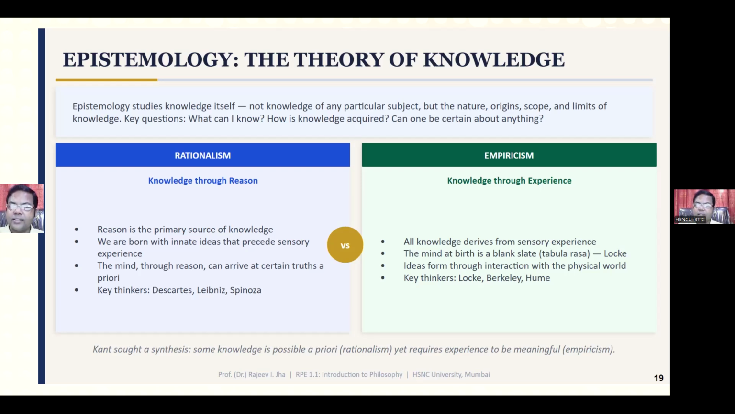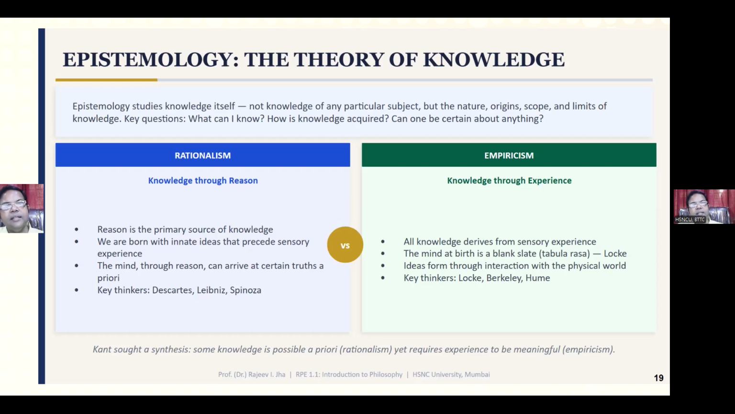Empiricism, by contrast, associated with Locke, Berkeley, and Hume, holds that all knowledge derives from sensory experience. Locke's tabula rasa: the mind at birth is a blank slate written upon by experience. This epistemological position underpins the quantitative research in education, psychology, and the social sciences. The assumption that we can learn about the world through careful, systematic observation.